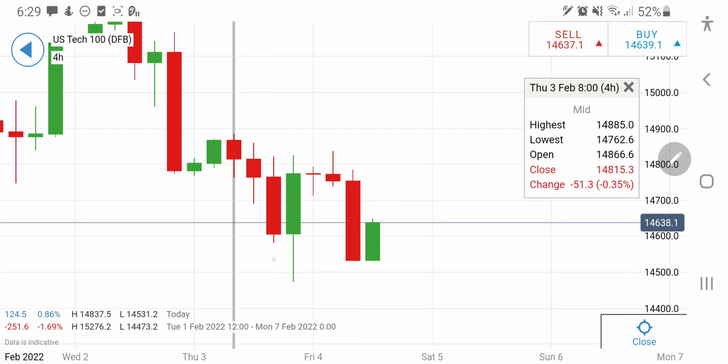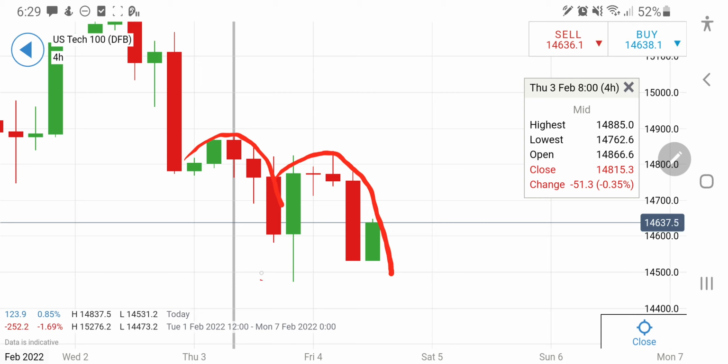Also on the downside, you can see there is a support coming into picture at 14,500 levels. Once 14,500 is taken, definitely it will fall sharply. Now also look at this. See, this is indicative of a downward momentum. That is what I am trying to say.